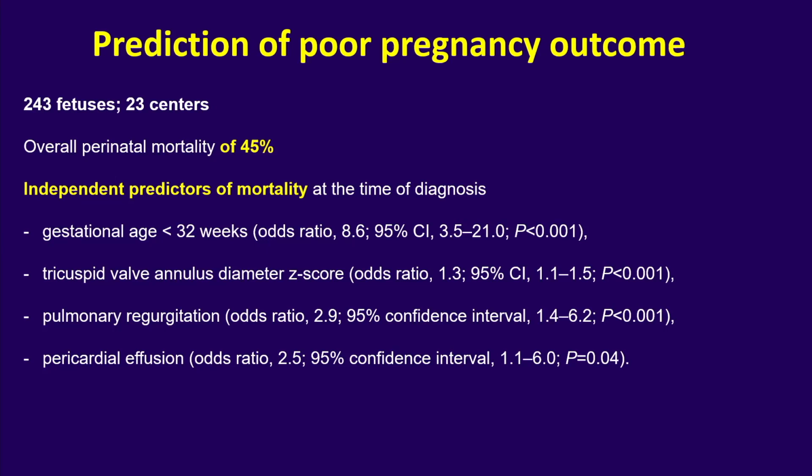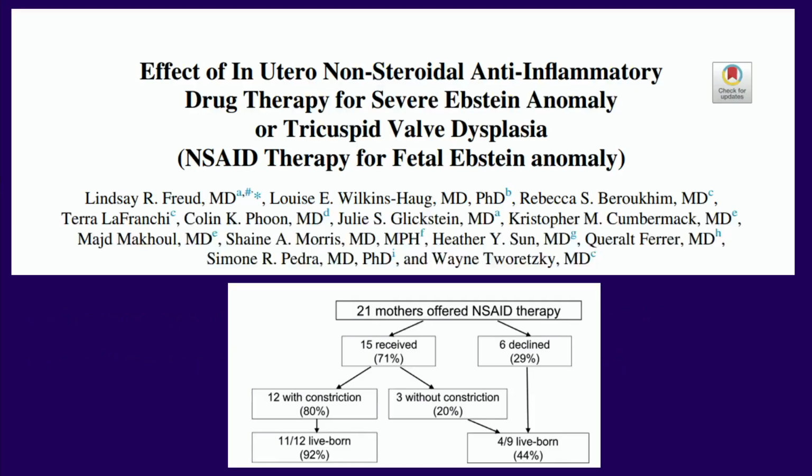They also found that independent predictors of mortality at the time of the diagnosis were diagnosis prior to 32 weeks gestation, the measurement of the tricuspid valve annulus, evidence of pulmonary regurgitation, and presence of pericardial effusion as an early marker of the development of fetal hydrops. So this is very interesting data. So what can we do about it?